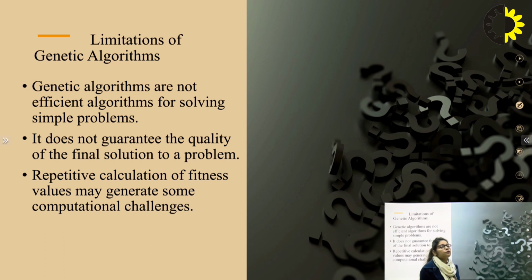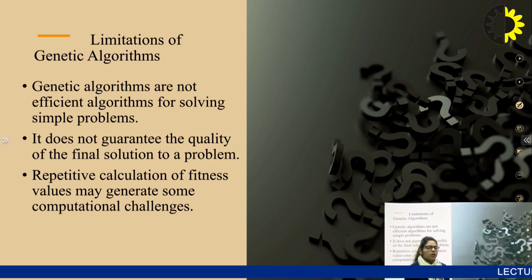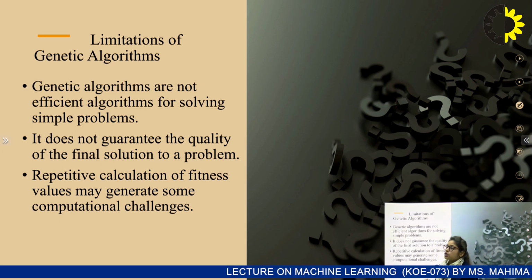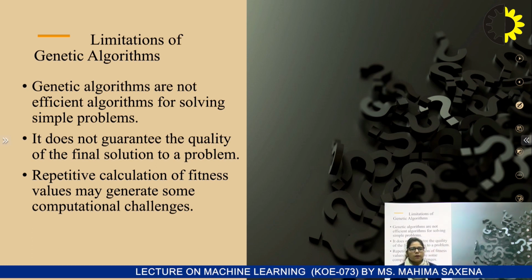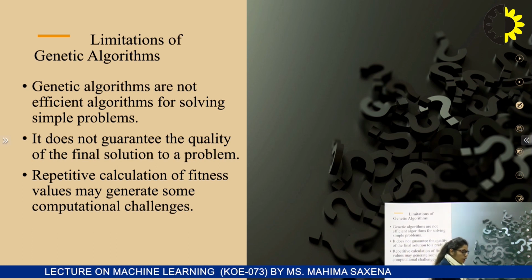Repetitive calculation of fitness values may be generated. Some computational challenges also occur. We need to calculate the fitness function. Suppose we are applying genetic algorithms. In a genetic algorithm, the first phase is initialization. After that comes the fitness value, and we need to calculate the fitness.